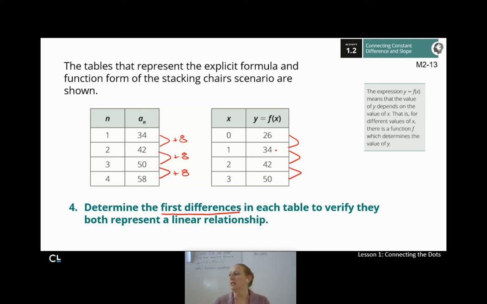Same thing here, 26 to 34, I had to add 8. 34 to 42, I added 8. 42 to 50, I added 8. Now check it out. We got 8 every single time. Because my first differences are constant, I got the same first difference every single time.